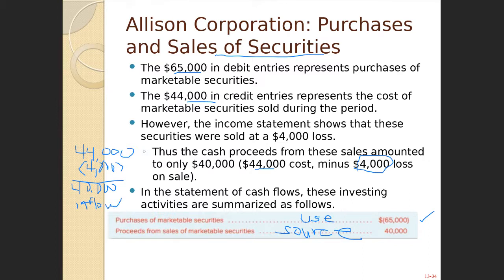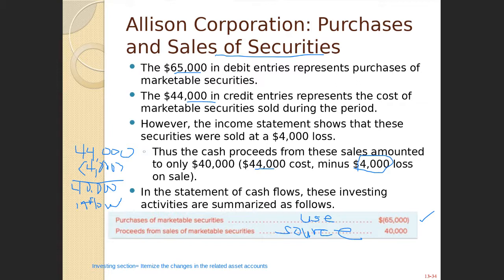So what you're going to do in the investing section, just look at all the asset accounts, and you're going to itemize the changes in the asset accounts. Okay, so in the investing section, you are simply going to itemize or detail the changes in the related asset accounts.